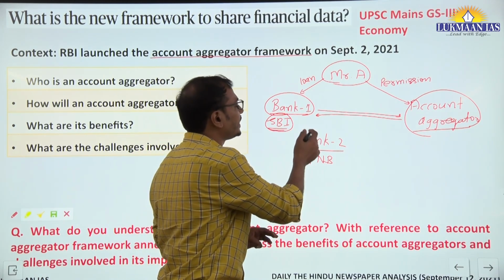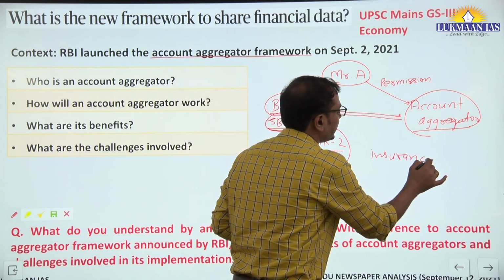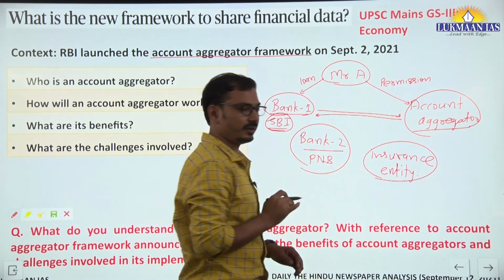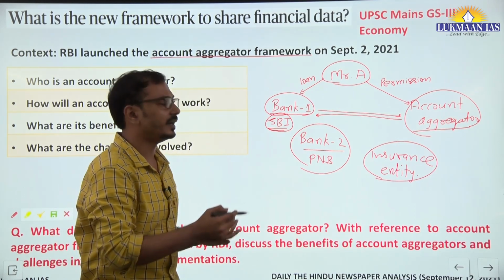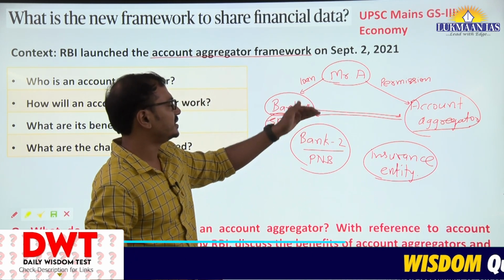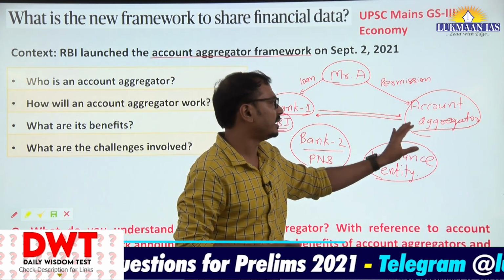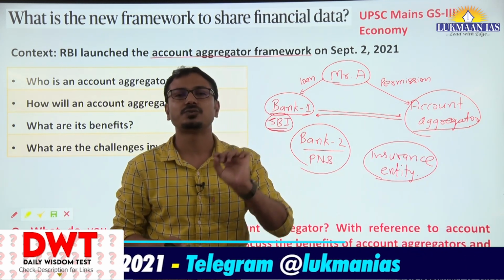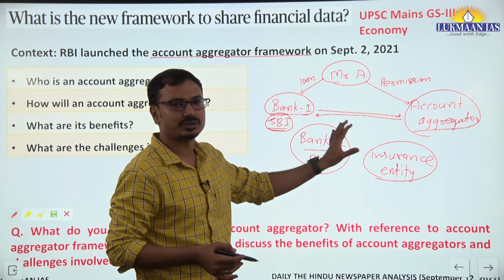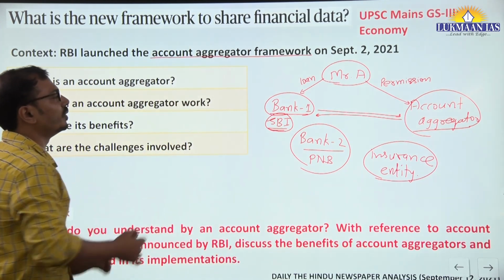This is not only related to banking data, but there can be insurance entities also, like provident fund. So provident fund related data is there, or different kinds of entities where financial transactions are done by Mr. A. That data will be stored by the account aggregator and provided as one point source to different financial institutions whenever required, right? So in this manner it is going to work.